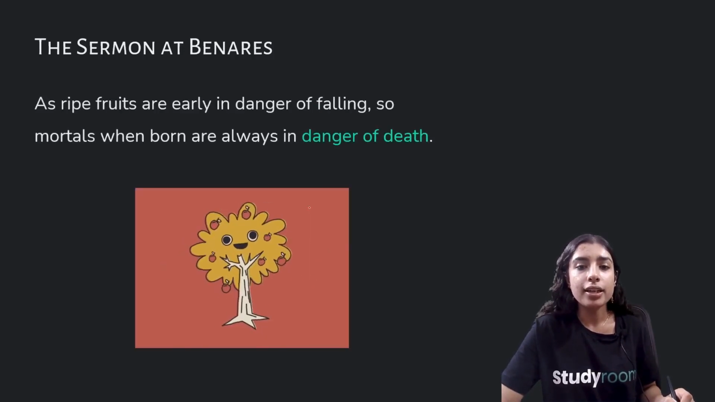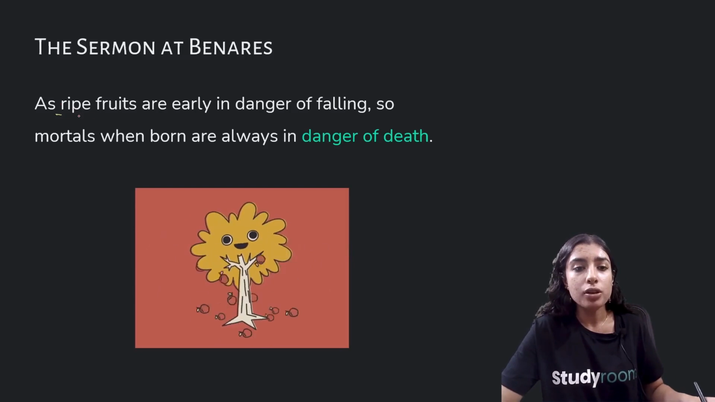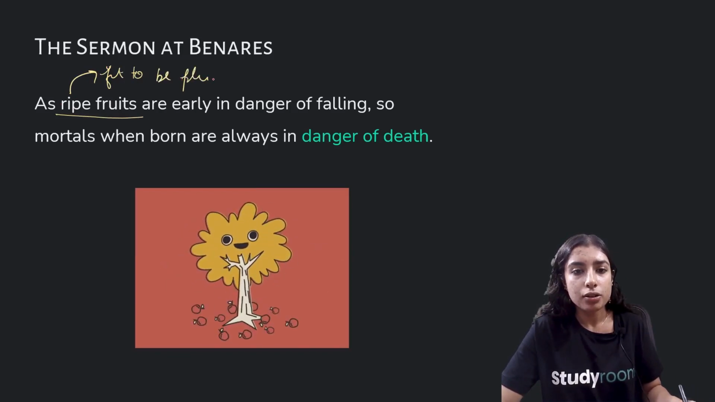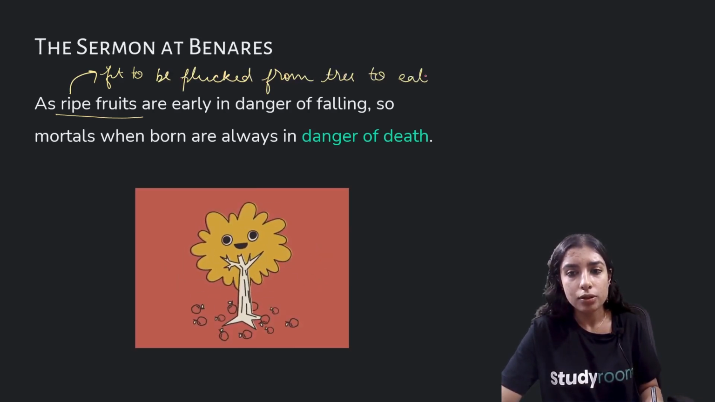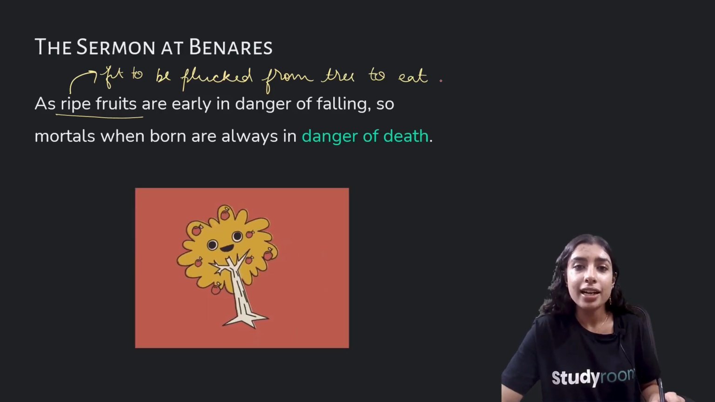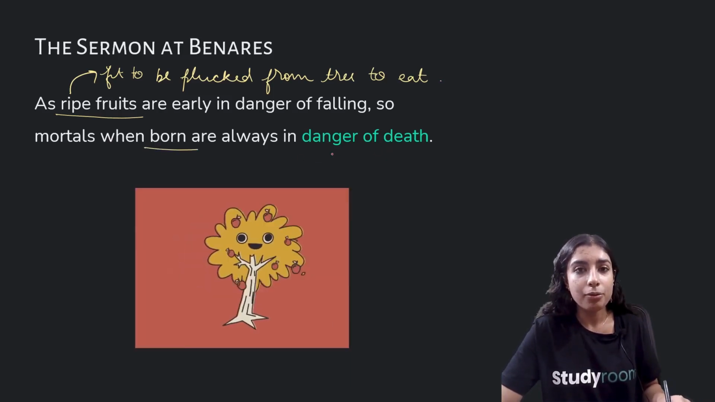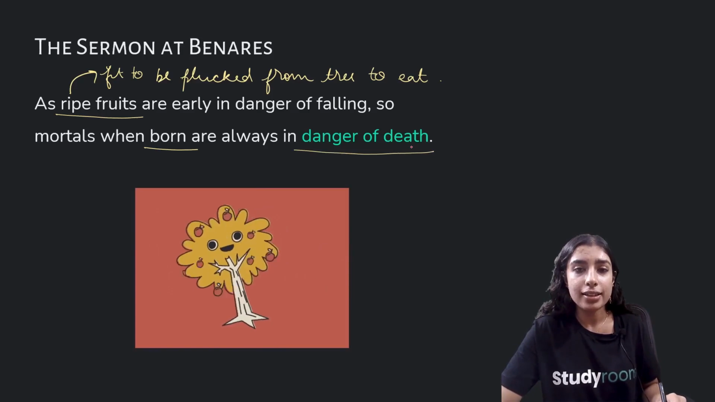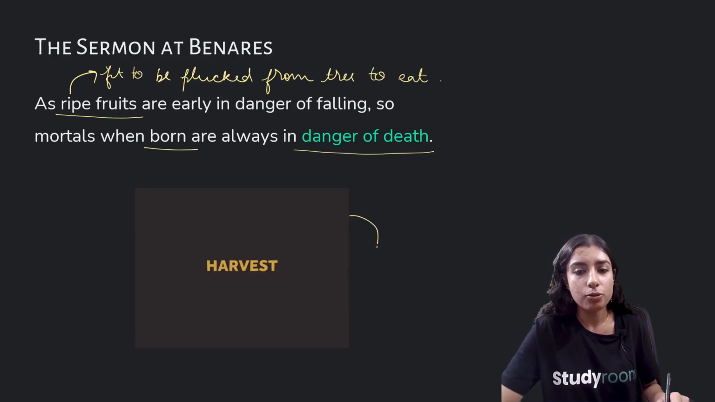As ripe fruits are early in danger of falling, so mortals when born are always in danger of death. So, when a fruit is ripe, that is, when it is fit to be plucked from the tree and eaten, it is in a certain state of being ready to fall from the tree. Similarly, mortals, once they are born and in their world, after growing up and at a certain age, always live in the danger of death. That is, death can also be a part of their life after a certain point of time. You can see that this is how ripe fruits fall from a tree.